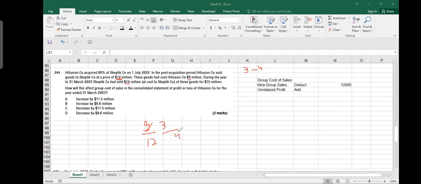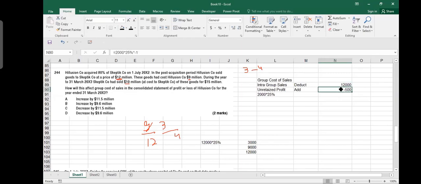Or you can do it otherwise: 12 million into 25%, how much does it make? It will give you 3 million. 9 million was cost, 3 million was profit. It makes 12 million. So it was a 25% margin. So I would say, 2 million times 25%. So this is the unrealized profit inside. 2 million times 25% is 500,000. But you must put a minus sign, because one is addition, one is deduction.